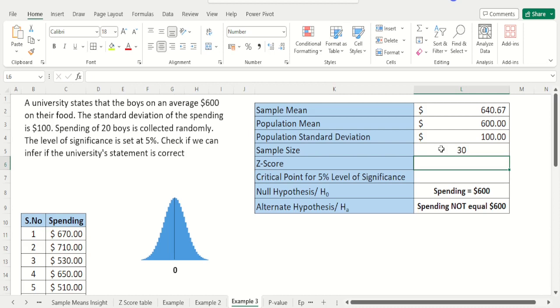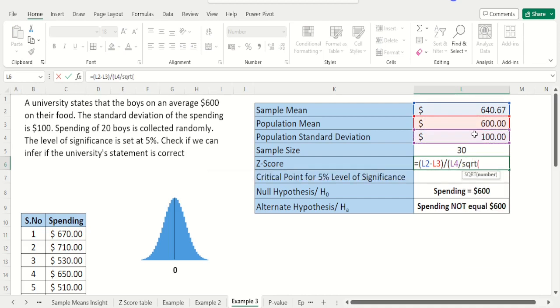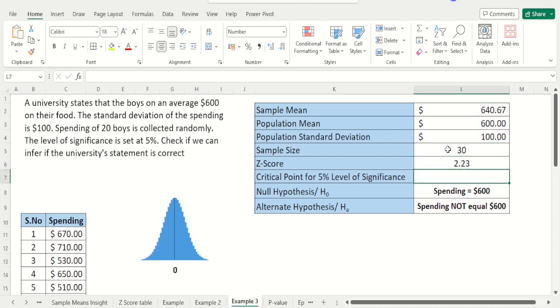Now, what's the z-score? In this case, the z-score is going to be the mean of the sample minus the population mean of 600, divided by the historical standard deviation of the population, which is in turn divided by the square root of the sample size of 30. So our z-score is 2.23. What about the critical point for 5% level of significance?